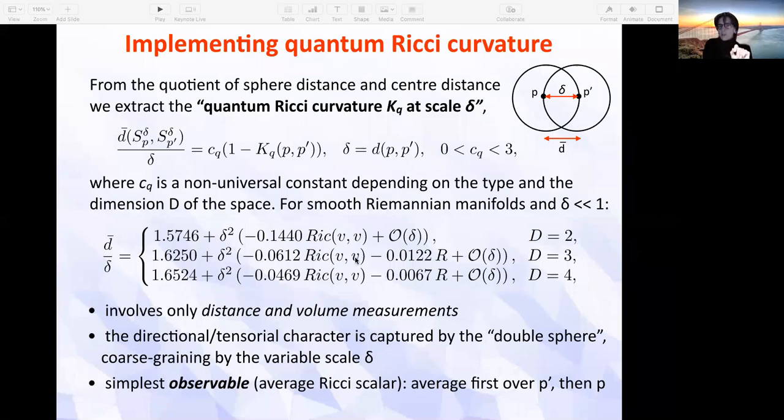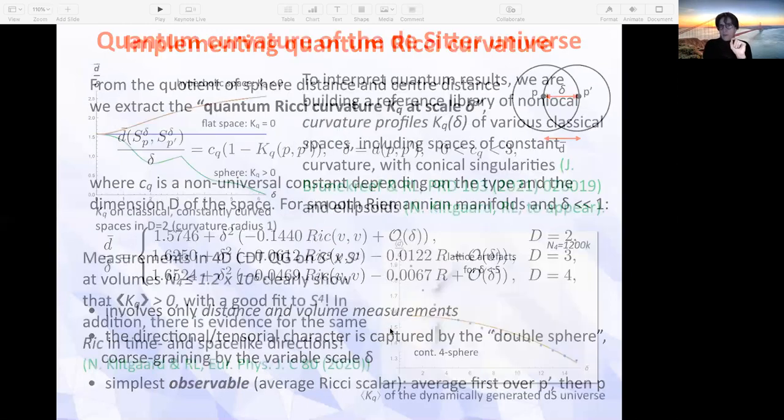So we can extract Ricci curvature from looking at how the quotient of those two distances behaves as a function of delta. If it stays completely flat, there is no contribution from what I call K_Q here. If it turns up, there's negative curvature. If it goes down, there is positive curvature. The beauty of that is it involves only distance and volume measurements. It has a direction dependence, although we don't have access to tensors, and it's the first such quantity we have. The Ricci curvature is not an observable, but when you take the trace and integrate it over space, that's the simplest thing you can do, you get an average Ricci scalar. That is an observable, both classically and in the quantum theory, and that is what we have evaluated.